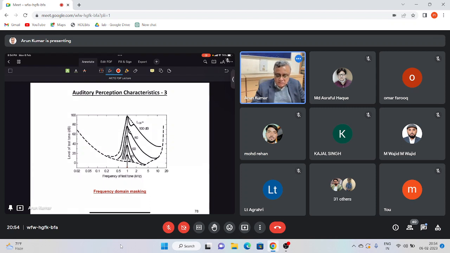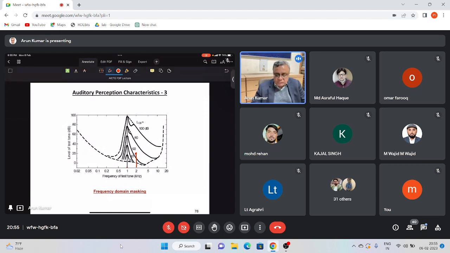What it means is that, let's say there is another tonal sound which is of a certain level, let's say a 2 kilohertz tonal sound which is of 20 decibel. Now, if we did not have the tonal sound at 1 kilohertz, then this would have been audible because it lies above the dashed line. The 2 kilohertz sound would have been audible.